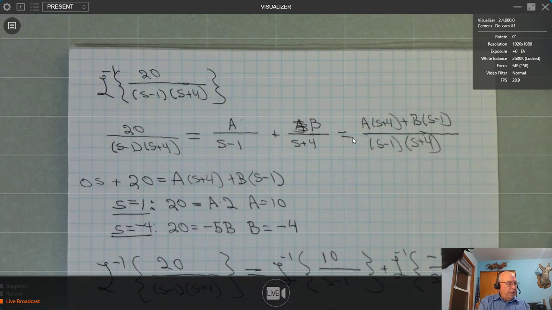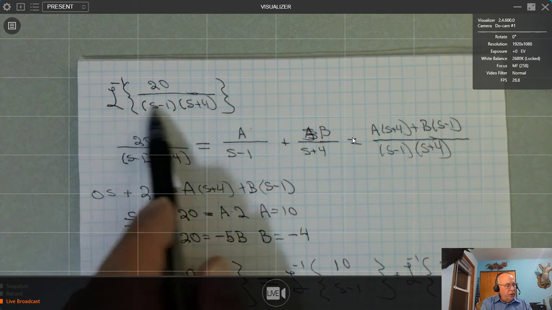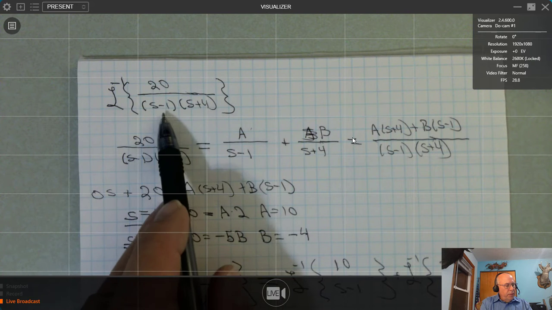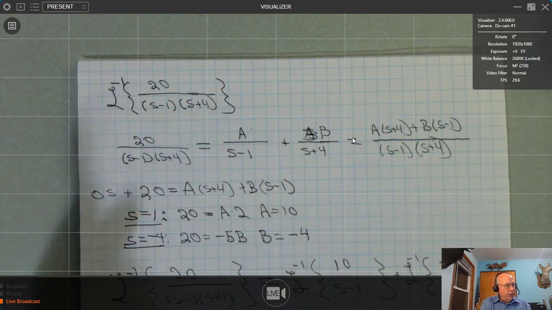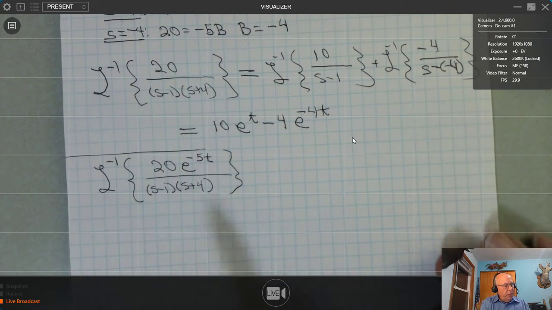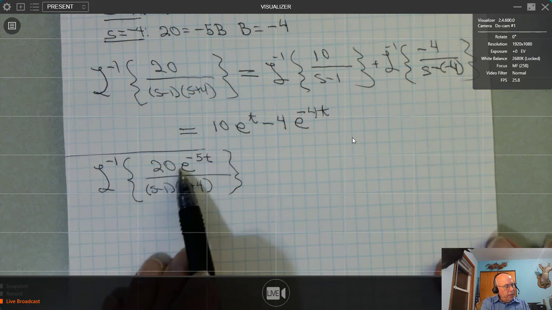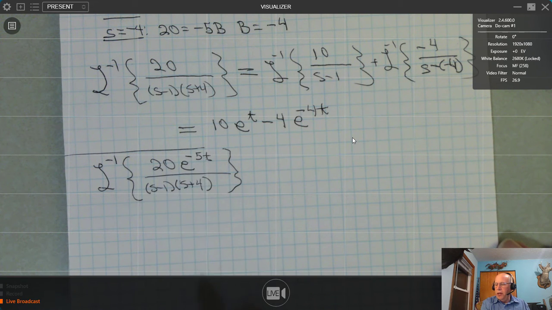Okay, in the last segment, we talked about how to find the inverse transform of this function here, which has a quadratic denominator that is factorable. Now, what if you had the same fraction, but there were a multiple of which is an exponential here?